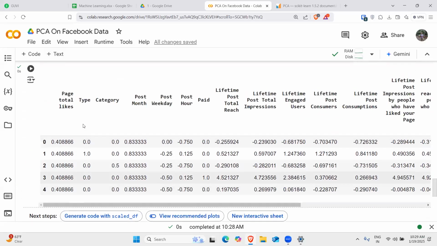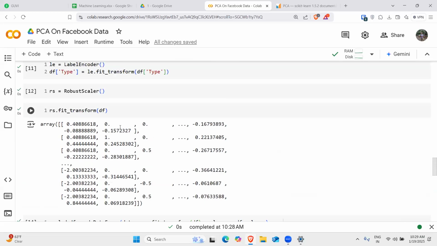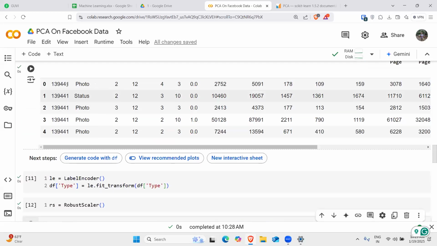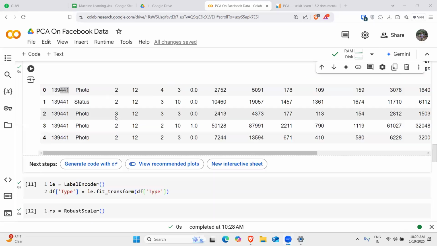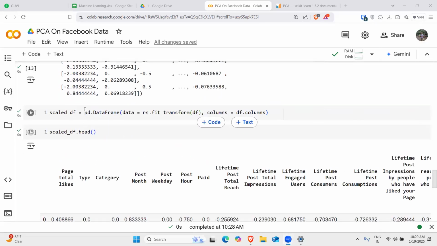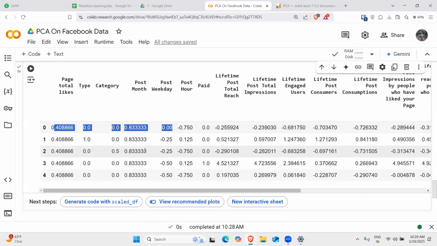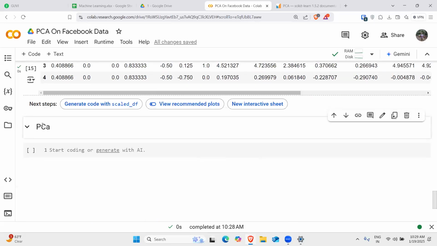So if you just see, earlier the data was not scaled, right? 13994. This page total likes are in 6 digits. This category is 2 digits, 1 digit, 2 digits, 4 digits. So it has to be in a single range, right? So we'll do that by using scaling. And once the data is scaled, all the data are converted from 0 to 1.